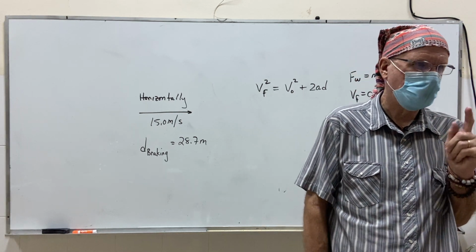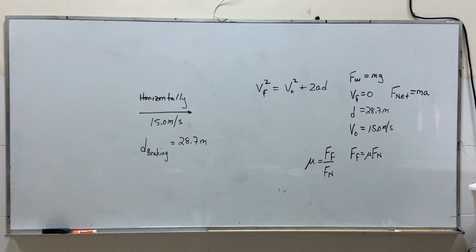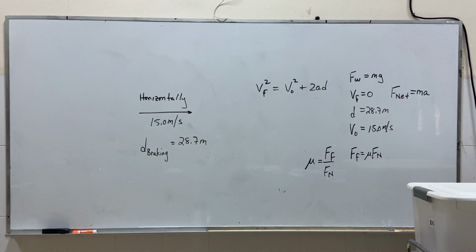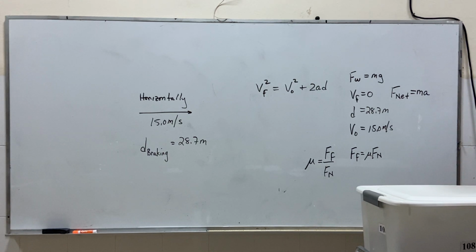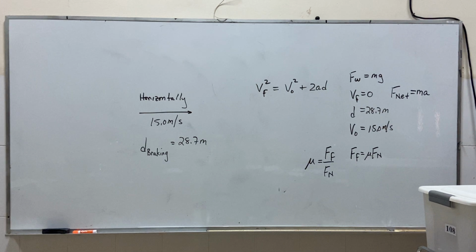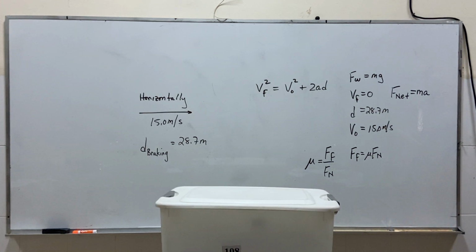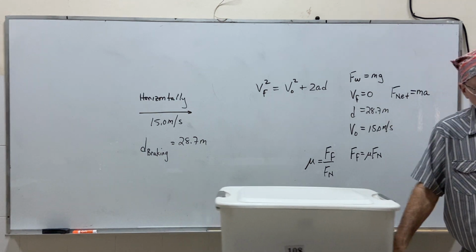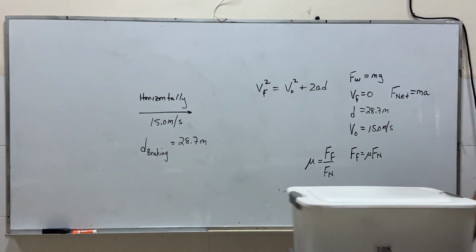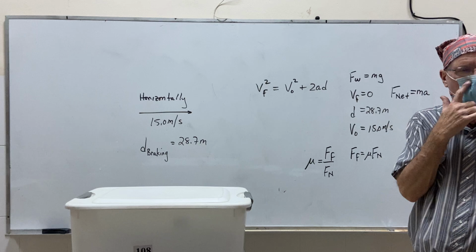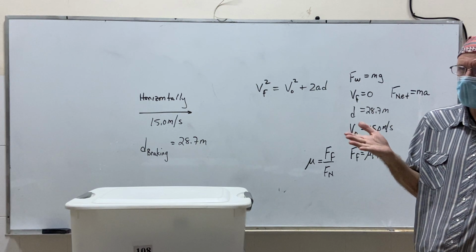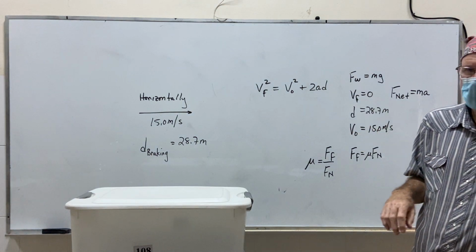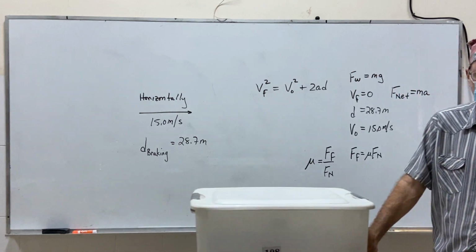Let me demonstrate the problem. Here I have my demonstrating device. You see the box? If I push this, it's going to stop, right? So, if I knew how fast it was going, why did it stop? What stopped it? Friction stopped it, correct? Friction stopped it.